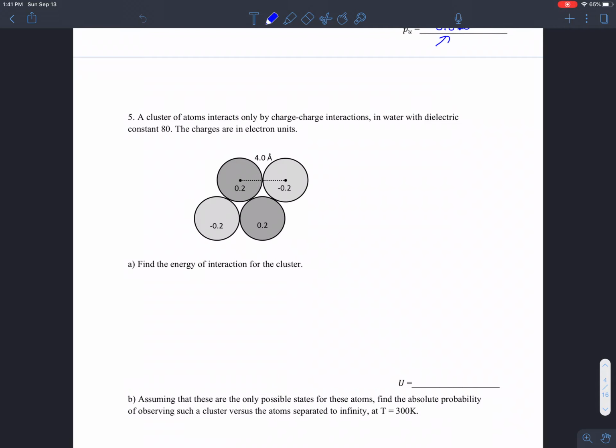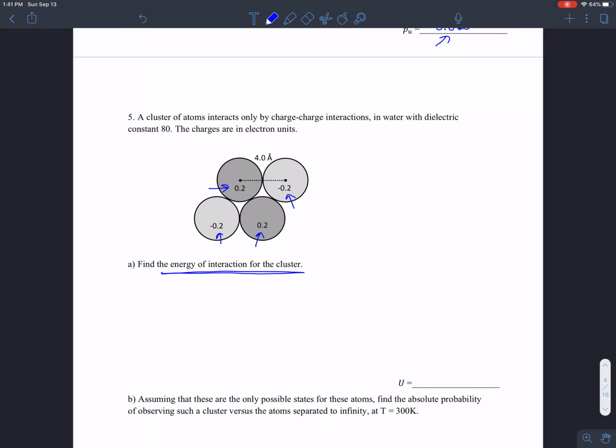All right, installment number 3 as we go through this practice exam. This problem asks us, first of all, to find the energy of interaction for this cluster that contains 4 atoms. The 4 atoms are charged, so there's a charge of 0.2 on this atom, a charge of minus 0.2 on this atom, and so on.